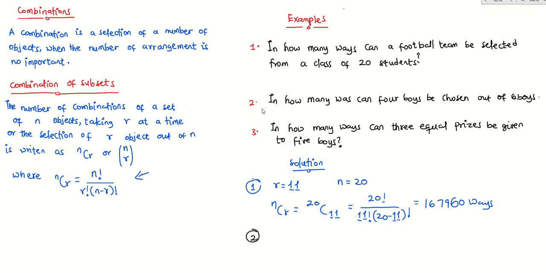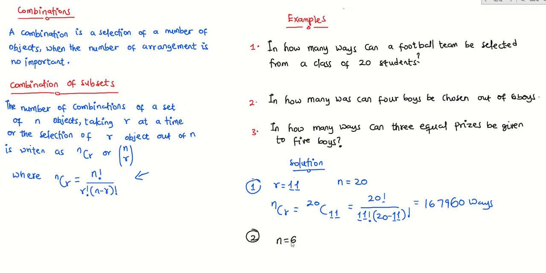Maybe, for example, if we know what the 4 boys are going to do, then we can decide whether the order is going to matter or not. But in this case, I assume it's combination since it hasn't been specified. You're going to see that the order doesn't matter in this case. So in this case, we have 6 boys.